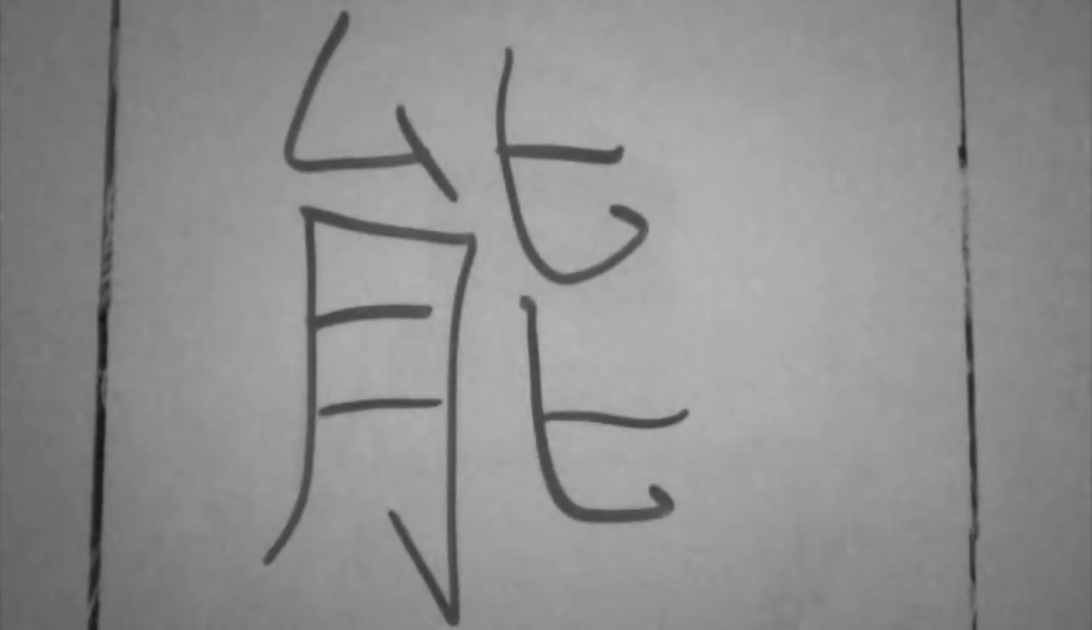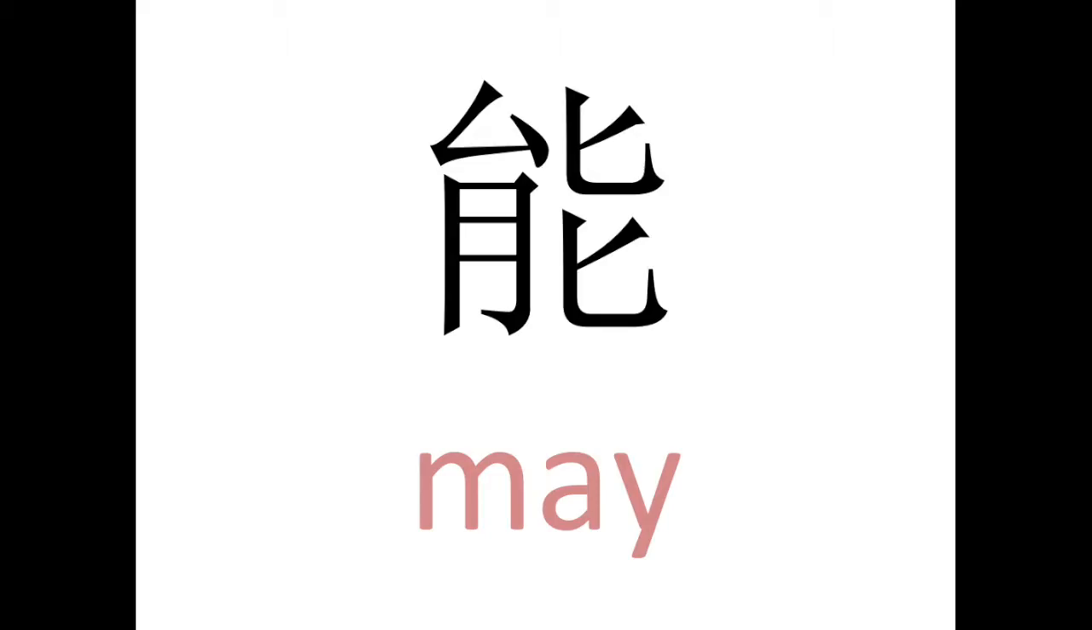The next word we're going to learn is the word for may. And this is how you draw it. So this character has three radicals. One radical is repeated twice, so there's four parts. On the top left, that's a new radical, and it's the radical for cocoon. It's kind of shaped like a cocoon.